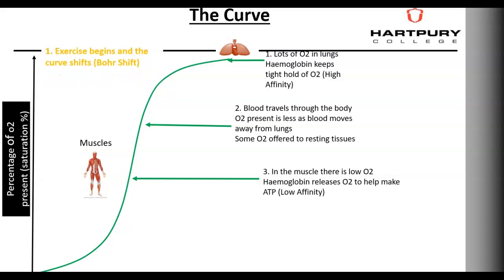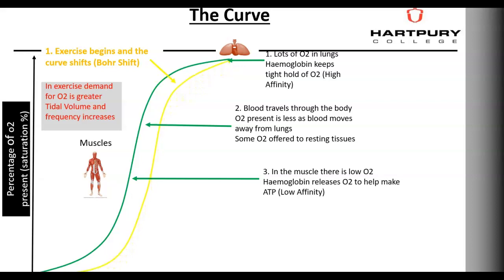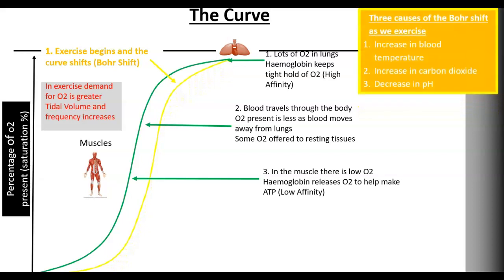Okay, so like I said at the very start, using Dr. Taco, when exercise begins, the curve shifts, and it shifts in the right direction, known as the Bohr shift. In exercise, demand for oxygen is greater, so tidal volume and frequency increases. And that's where we would see that shift to the right hand side. So your curve may shift from the green line to the right during exercise.